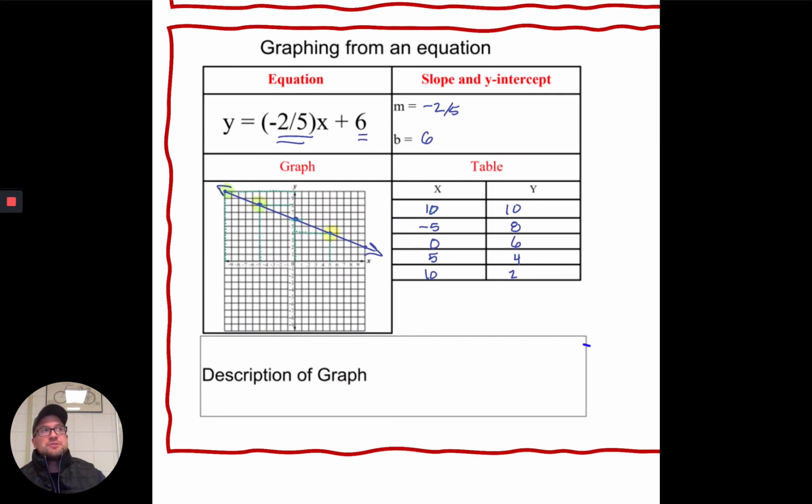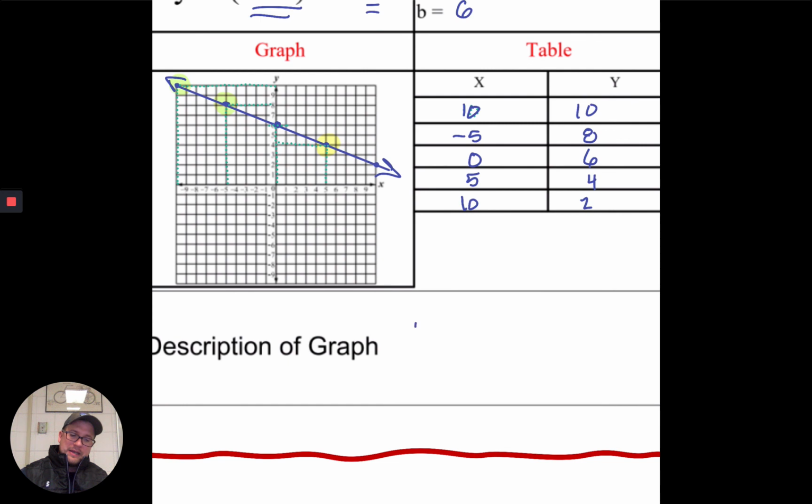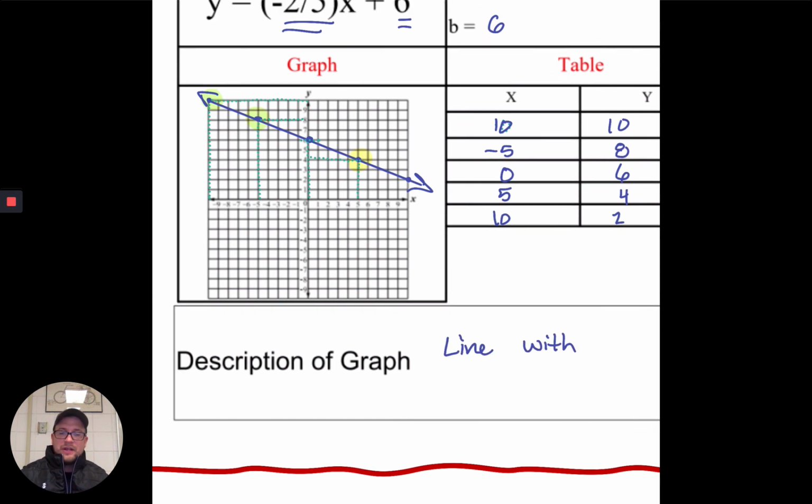Now, for a description of that graph, we can see that it's a line. So we want to say a line with, well, hold on. Does this have negative or positive slope? If I start up here on the left, I always start on the left to look at slope, and I am going downhill as I work across, meaning this has negative slope.